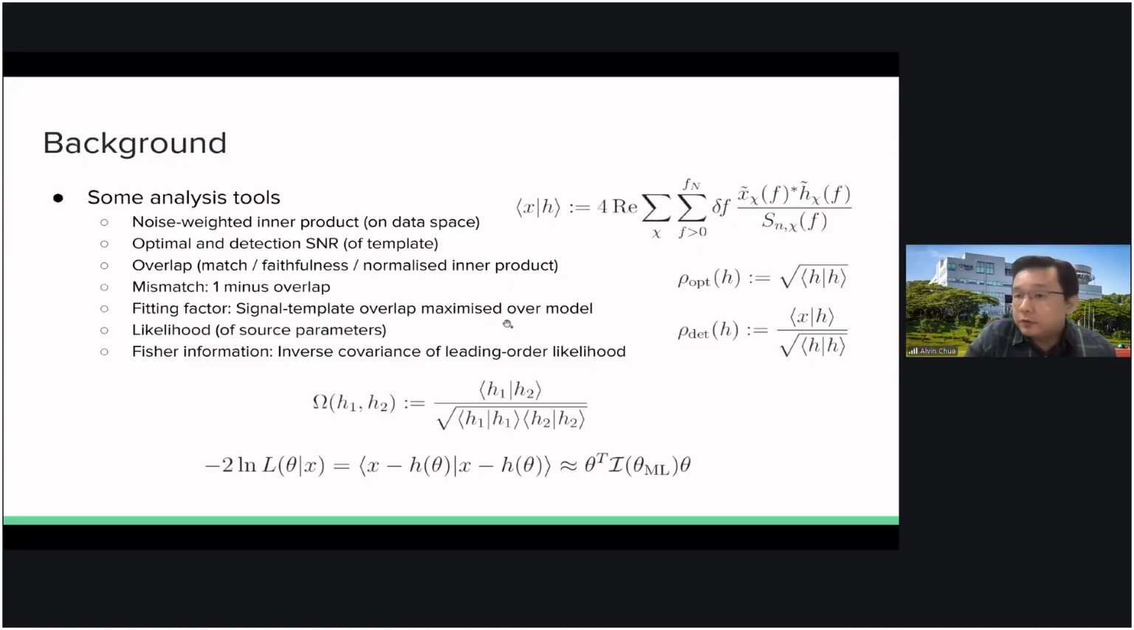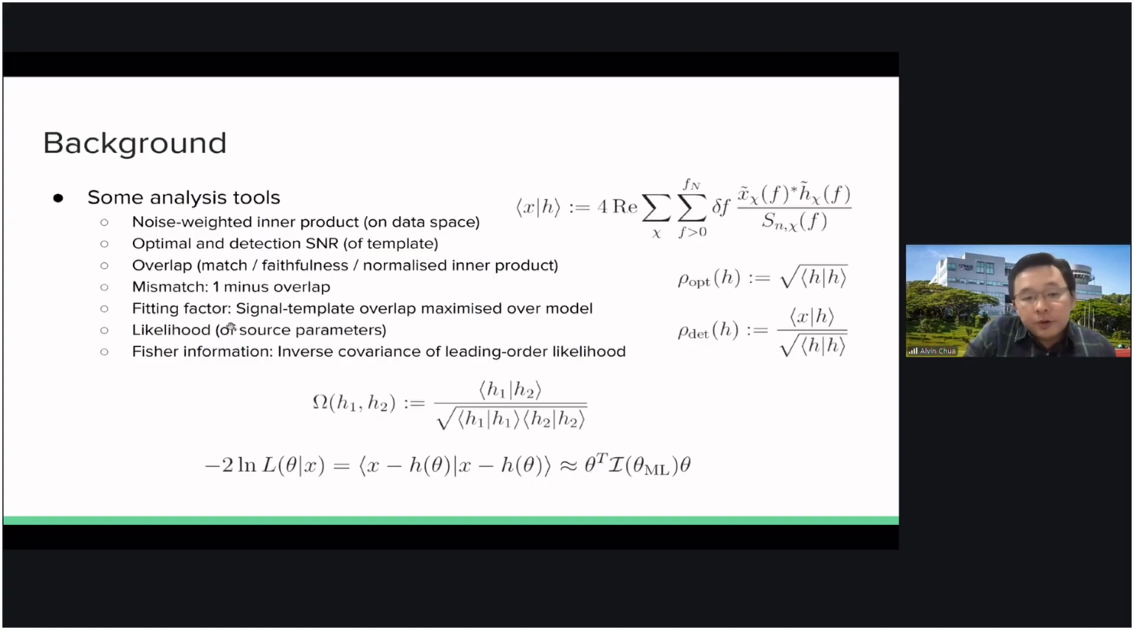And because it's normalized, you can interpret it as the cosine of the angle between two templates in the data space. There's also a related quantity called the mismatch, which is just 1 minus the overlap, although the term mismatch has been used to mean 1 minus the fitting factor in many papers. And what's the fitting factor? The fitting factor is, if I give you some reference signal, the maximal overlap between the signal and all templates that are described by some model. Its maximal value is 1, and this is if and only if the signal is actually proportional to some template in the model.